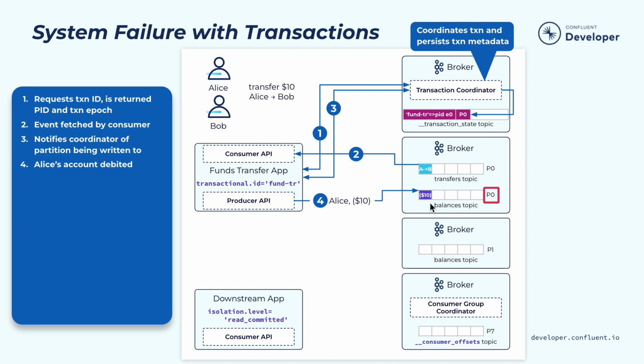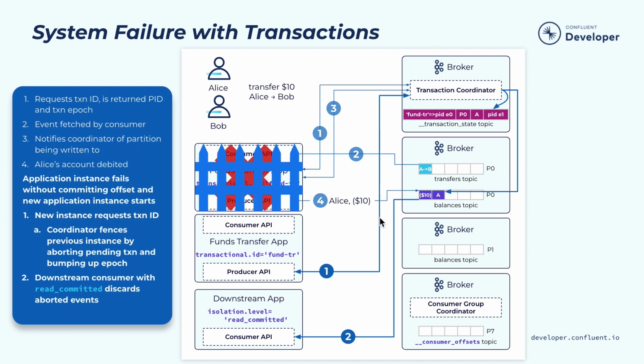Once this is recorded, the application can start writing the event to the output topic. Notice at this point, even though we have written this debited event for Alice, the data hasn't been exposed to the consumer yet because it's still in this pending state. Let's say now, at exactly this point, the application failed and is restarted. When the application is restarted, it will do exactly the same thing as it did before. The first thing is it will try to request a producer ID through the transactional coordinator.